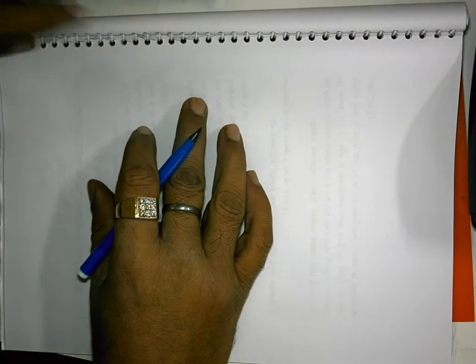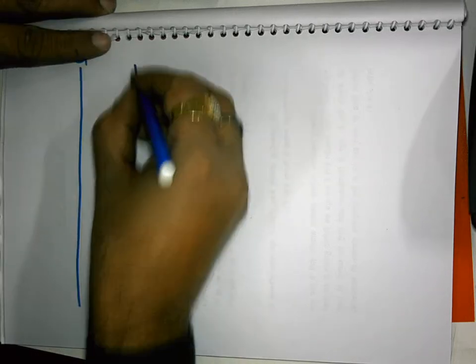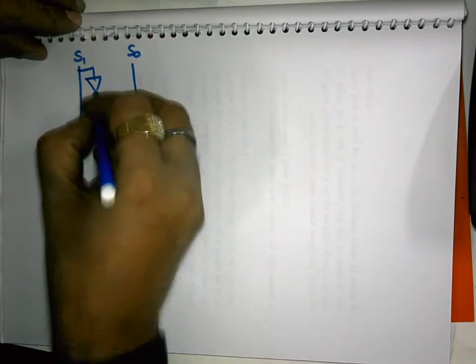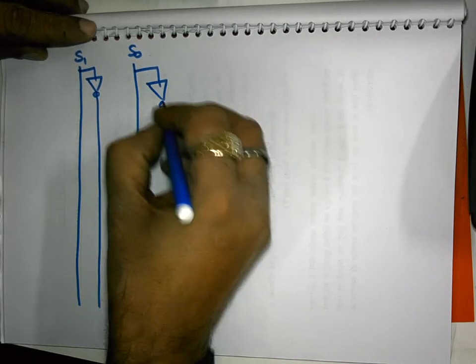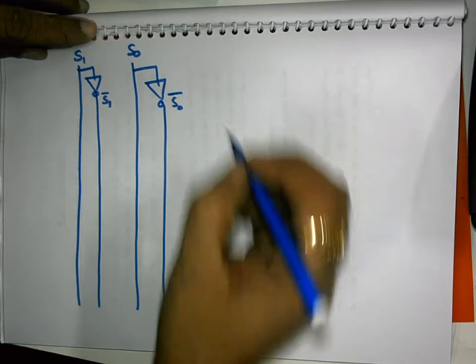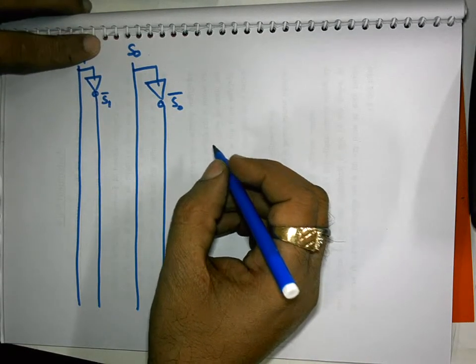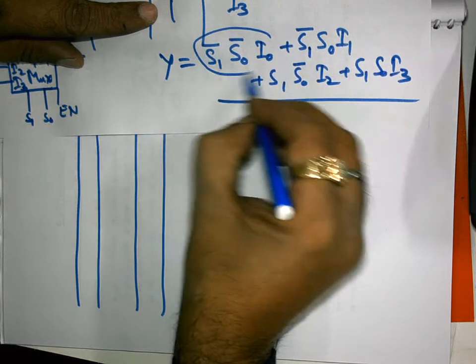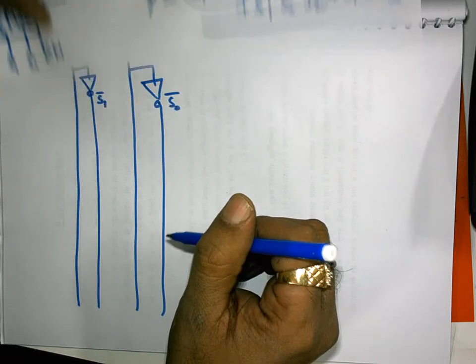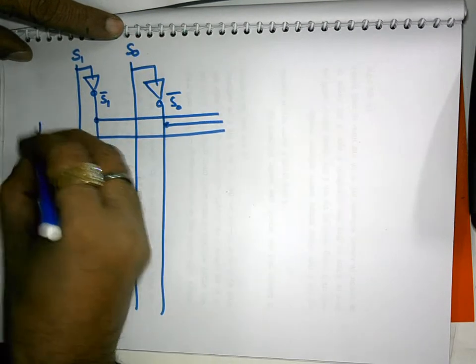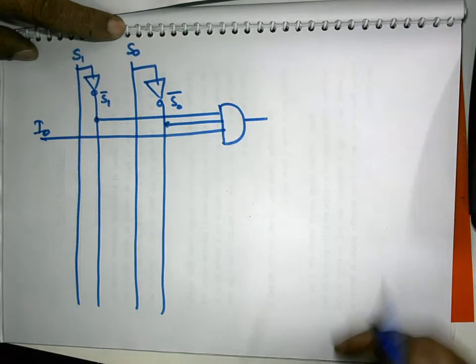So how can we logically implement this? We have two select lines, S1 and S0. We will make the inversion lines of these, S1 bar and S0 bar. What this expression is saying, if you see, is S1 bar S0 bar and I0, S1 bar S0 bar and an external input I0. This is I0, connected to the AND gate.